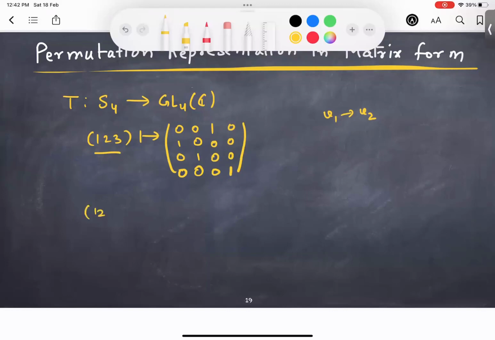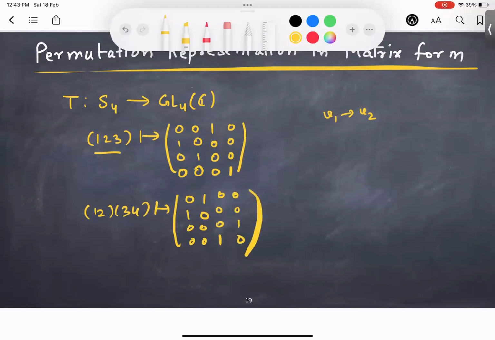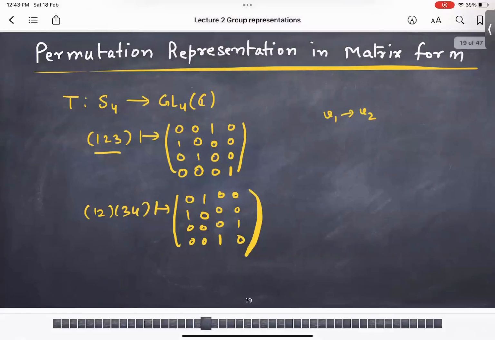So where will (1 2)(3 4) go to? (1 2)(3 4) will go to: 1 goes to 2 and 2 goes to 1, 3 goes to 4, so this will be the column, and 4 goes to 3. So this way you can write down a homomorphism from Sn to GLn. You can write down the image of any element.